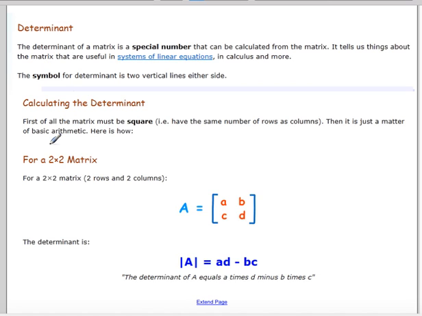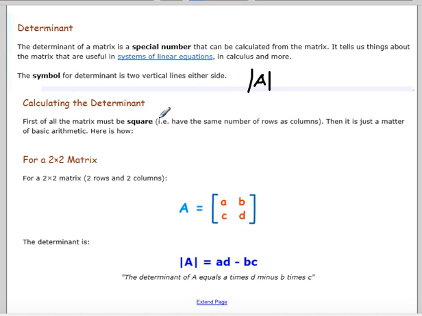So the determinant ends up being just a special number. It's a single number. It can be calculated from a matrix. It tells us things about the matrix, and it's useful in systems of linear equations and calculus and other places as well. The symbol for the determinant is two vertical lines on either side, so it looks something like this.